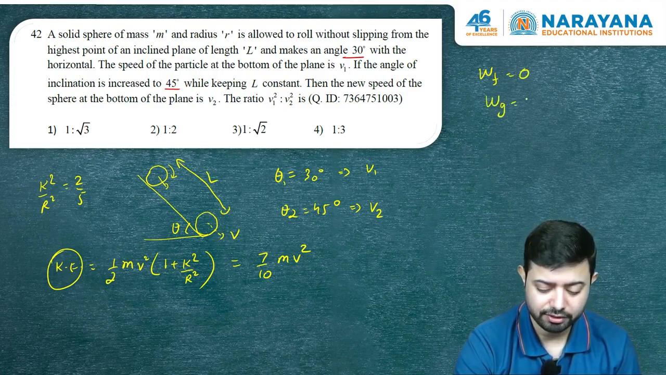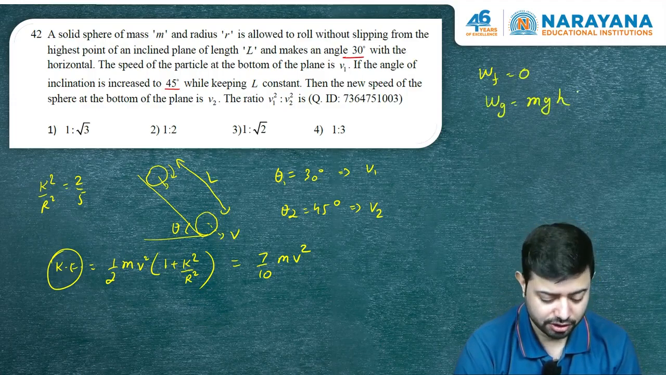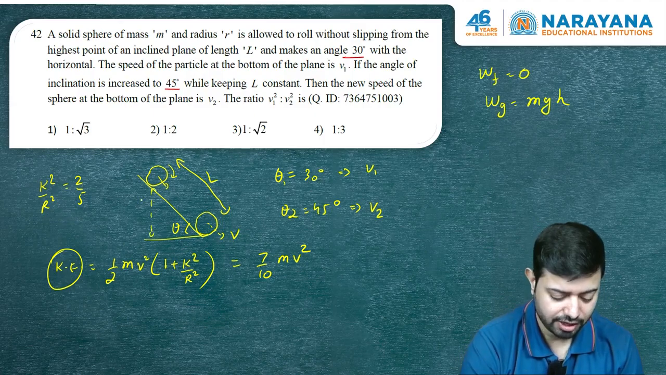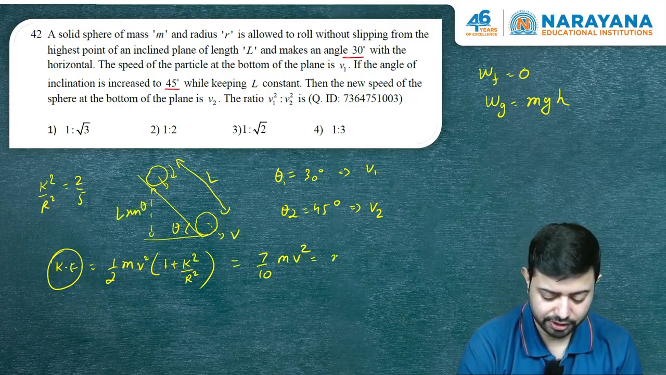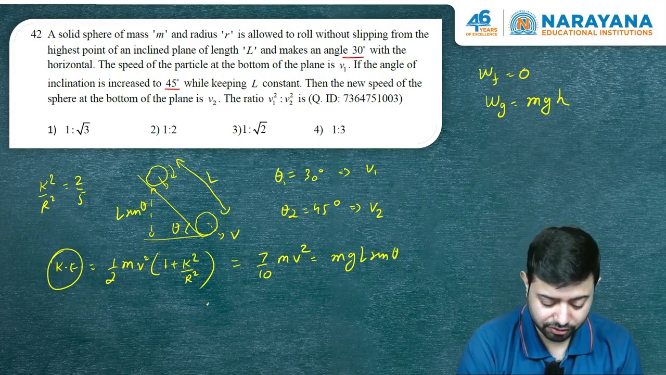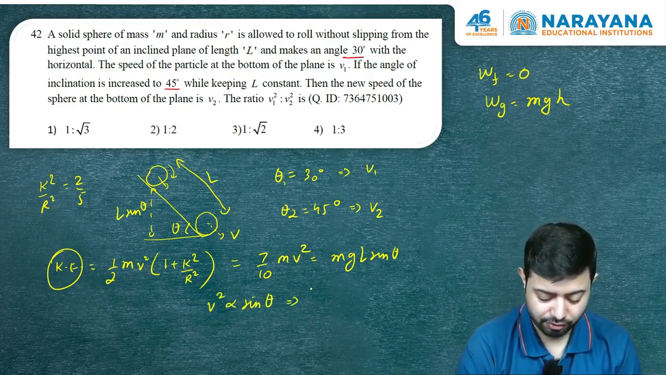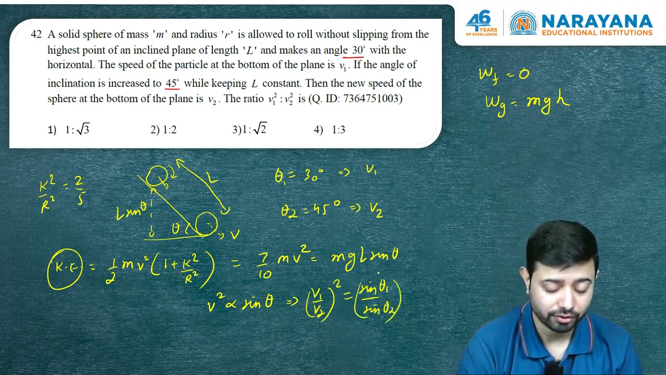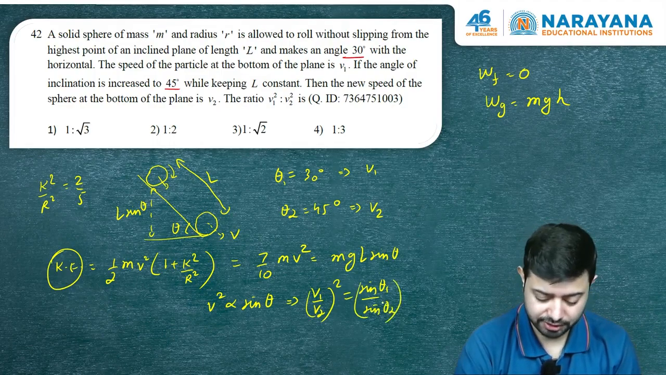Work done by gravity will be simply mgh. How much is this height? This height is L sin theta, correct. So, this should be mg L sin theta. I can easily identify now that my v square is proportional to sin theta, and therefore, (v1/v2)^2 is nothing but sin theta 1 by sin theta 2.